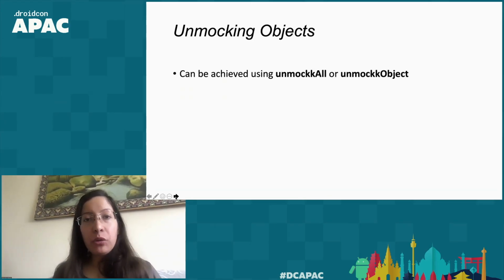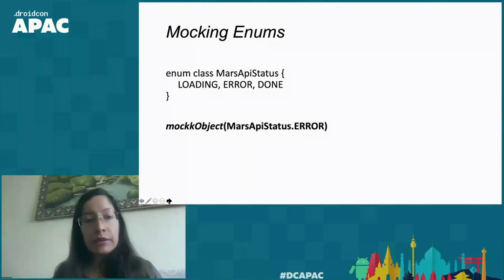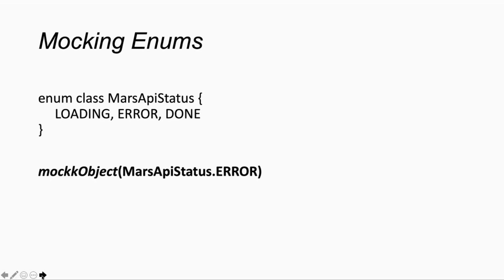Now moving on to unmocking objects. That can be achieved with unmockkAll or unmockkObject. There is a difference between unmocking and clearing when it comes to MockK. Clearing means it clears the internal state of the mock, whereas unmock means that it returns from its mock state to a regular state, a regular object. So moving on to mocking enums. It is the same as mocking objects, like we use mockkObject and we specify the enum with the status.